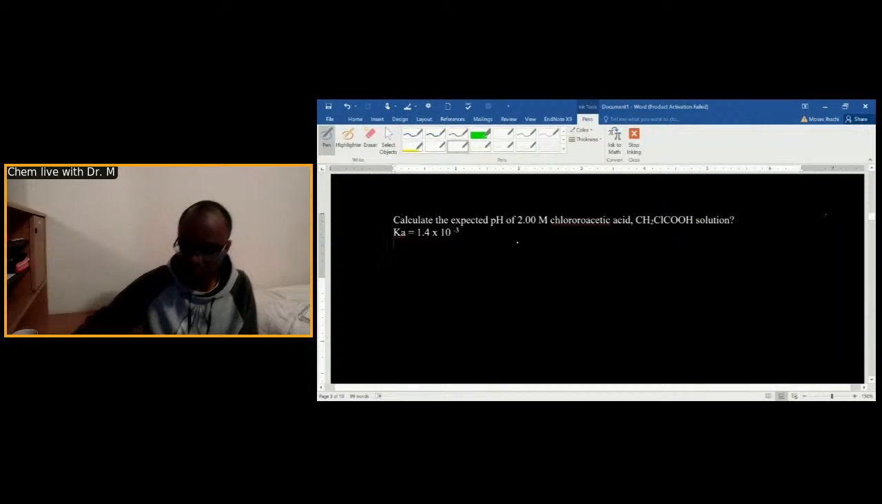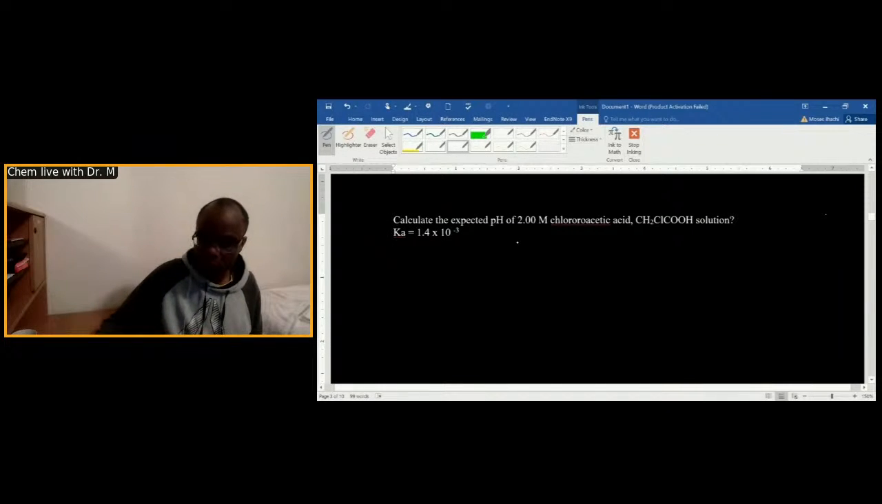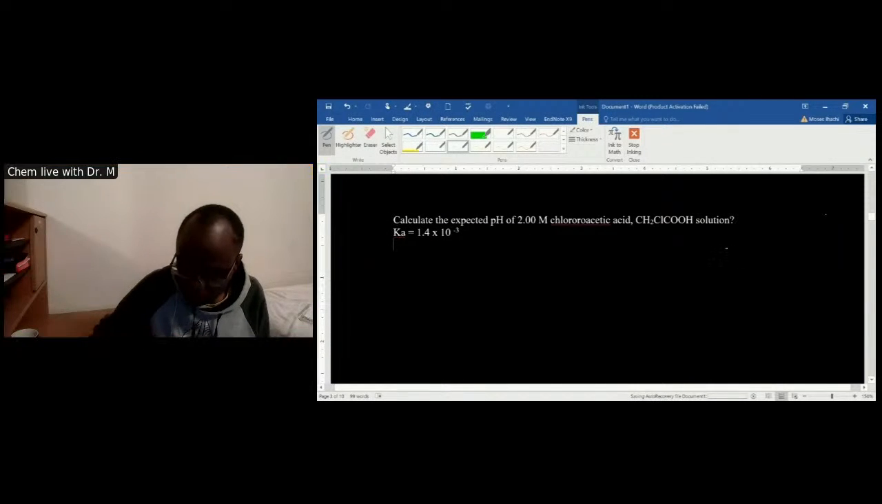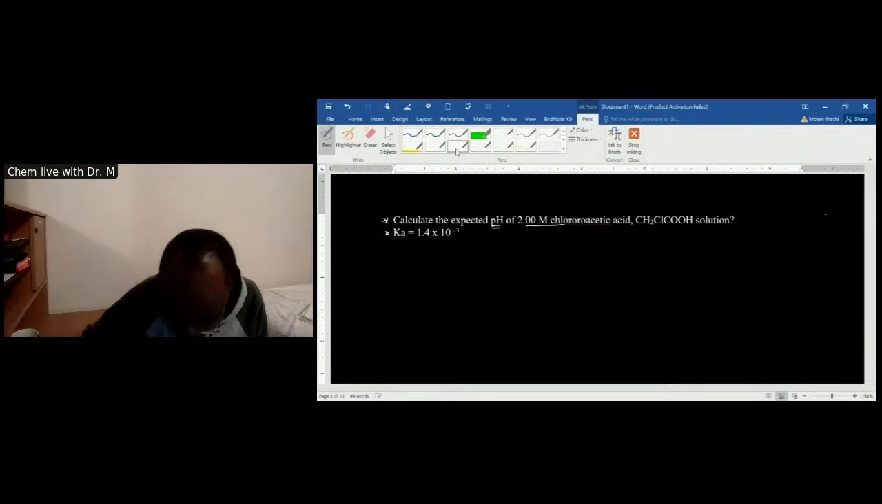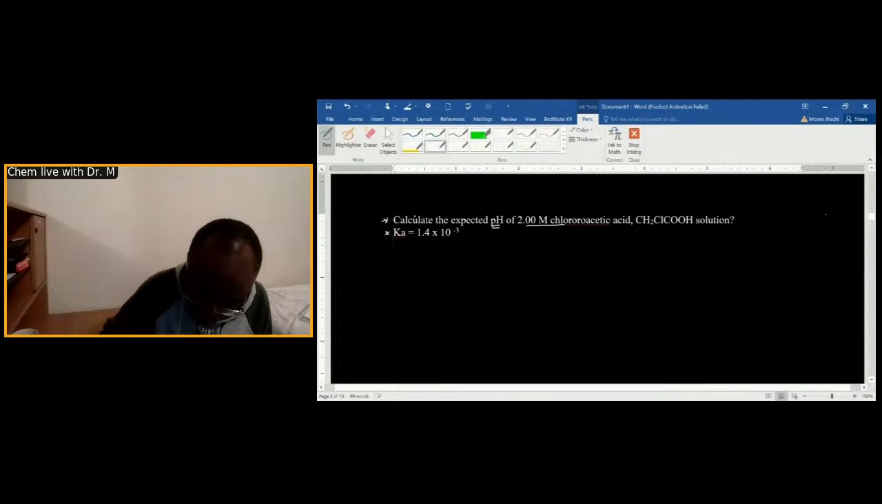Let's do some more calculation on the pH of a weak acid. So the question is: calculate the expected pH of a 2 molar concentration of chloroacetic acid solution. You're given the Ka value. I hope you know that Ka means ionization constant.